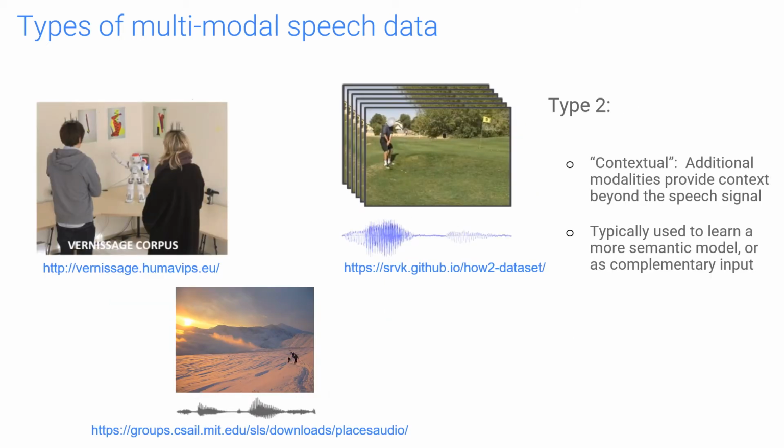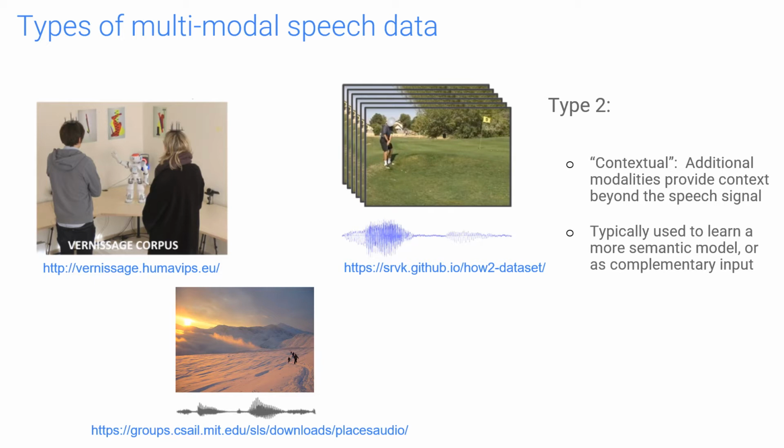The second type of multimodal speech data is what we're calling contextual. Contextual modalities are additional modalities that provide context besides what is in the speech signal itself. These kinds of signals tell us something about what the corresponding speech is about, and can therefore be used to learn a more semantic model. These can include images or videos of a scene that the speech is associated with, or in a robotics setting, it can be associated with a robot's sensory input or information about the robot's state.